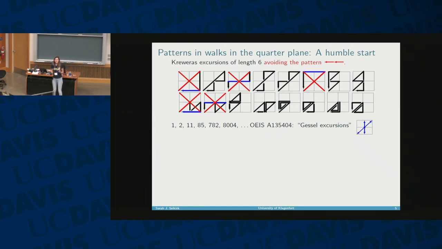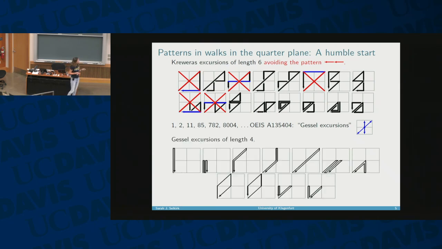So Gessel excursions are also extremely famous walks in the quarter plane. They've got a really nice history, which unfortunately I don't have so much time to explain. But they have a step set that's given over there. And it's sort of a miracle that Kreweras excursions that avoid this pattern are perhaps, so we haven't proved anything yet. Well, we have, but not in this talk. So it's sort of a miracle that they are related. And this is what they look like, the 11 ones of length 4, which should correspond to the uncrossed out ones over here. Okay? And so how can we prove this?